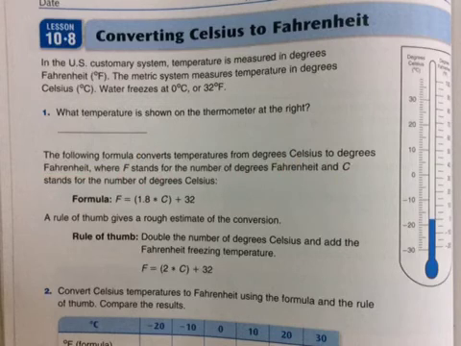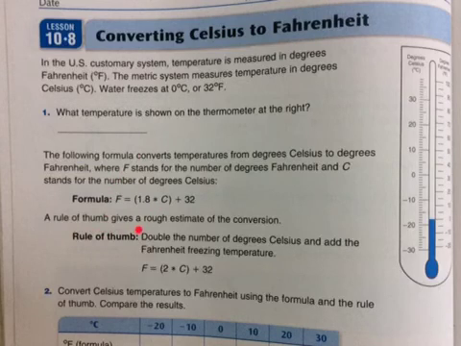The following formula converts temperature from degrees Celsius to Fahrenheit, where F stands for Fahrenheit and C stands for Celsius. So the formula is Fahrenheit equals parentheses 1.8 times Celsius plus 32. So whatever Celsius it is, you will multiply by 1.8 and then add 32. And that will let you convert Celsius to Fahrenheit.